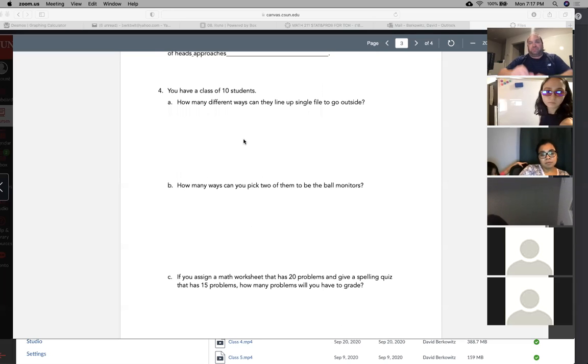You have a class of 10 students. How many different ways can they line up single file? Well, they're all rushing to get into the line. How many people can be first in line? 1. Well, 1 could eventually be first in line, but how many options do we have for who's first in line? 10. And once that 1 has been chosen, how many options do we have for who's second? 9, and then 8, and then 7, then 6, 5, 4, 3, 2, 1. And then by the fundamental theorem of counting, we multiply. So the answer is 10 factorial.